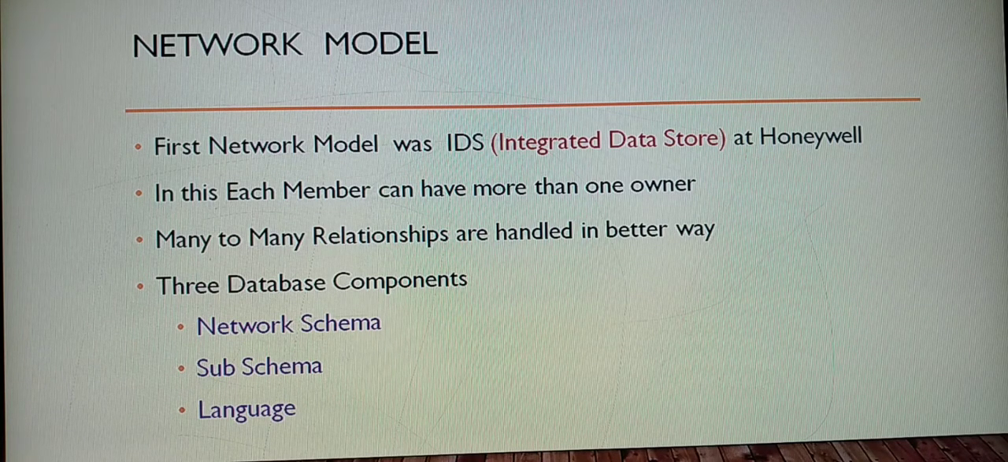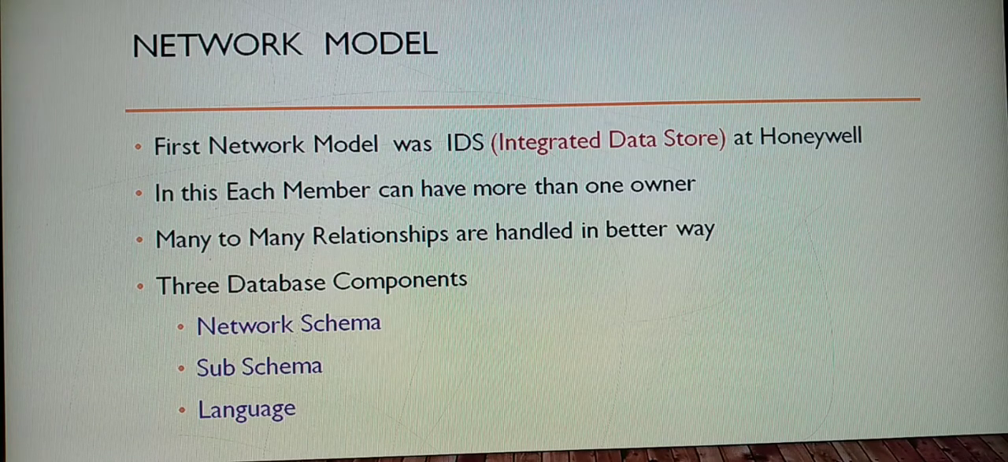So in the previous it is like a tree. The main item will be there, then from that you will be having the root, and from that you will be having many branches and sub branches in the case of hierarchical model. But in the case of network model, there is a chance to have more than one owner. So here many to many relationships are handled in a better way. Here you are having 3 database components, that is your network schema, sub schema, and the next one it is your language.